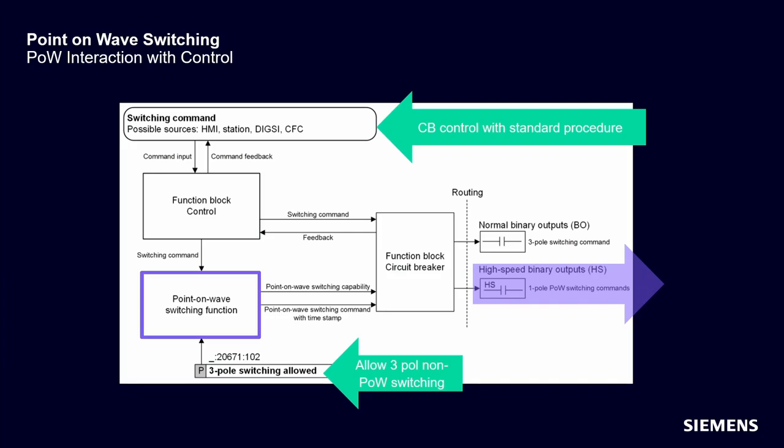If you set this parameter to yes, then the following is valid. If conditions for point-on-wave switching are not fulfilled, then 3-pole switching becomes active, meaning 3-pole closing or 3-pole opening will be executed. If, however, the conditions for point-on-wave switching are fulfilled, then the switching command will always be sent according to point-on-wave switching angles. In this case, the parameter 3-pole switching has no influence on the point-on-wave function itself.